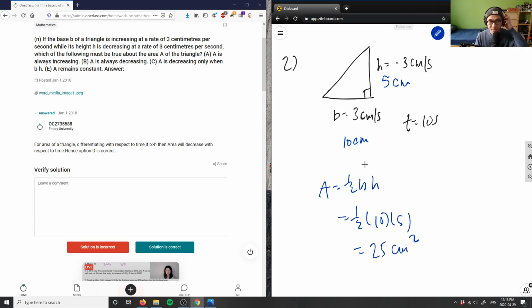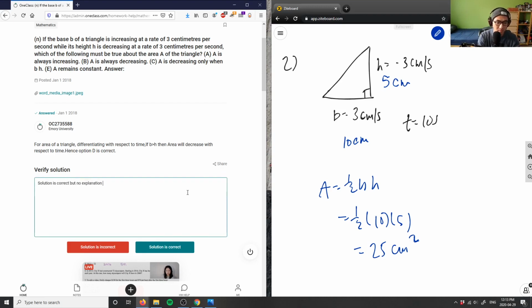However, if I flipped it, and said base is 5 and the height is 10, I would get the exact same area here. But depending on the rate at which it decreases, area will also decrease with respect to time. So in this case, I'm going to write here: the solution here is correct, but no explanation is given as to differentiating with respect to time.